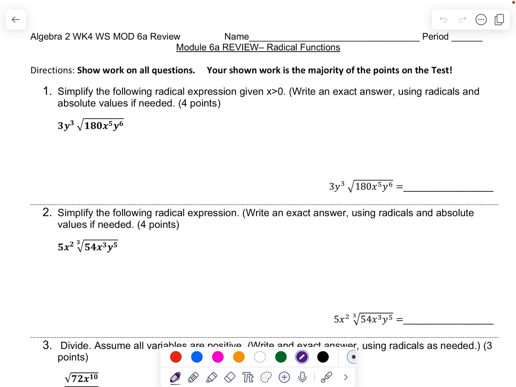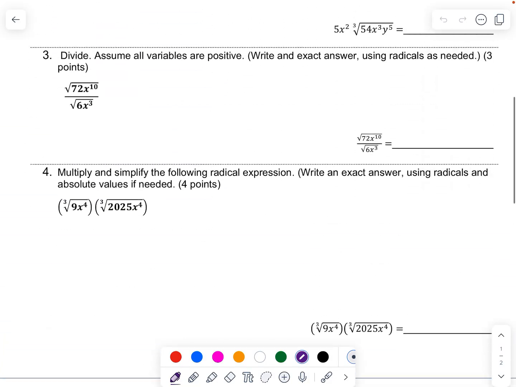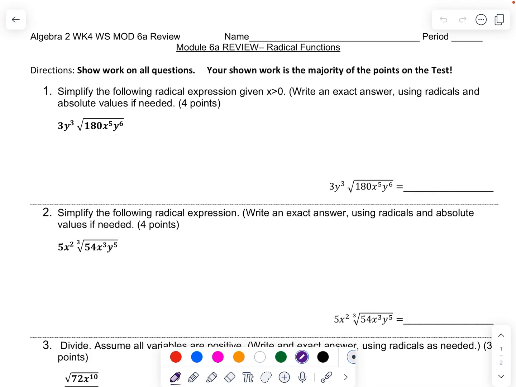Anderson, and we're going to review some simplifying square roots and cube roots and doing those operations with those. So we've got 9 walkthrough questions that we are going to go through here.